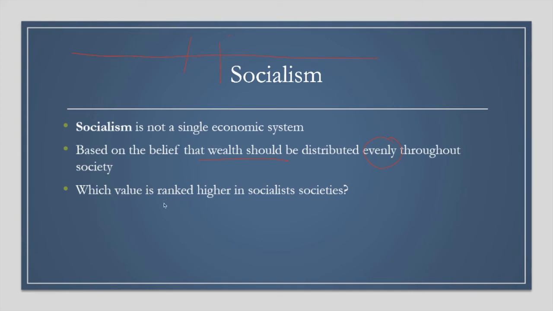So when we think about those values, like efficiency, freedom, and security, and consider the values that are ranked higher in socialist societies, when we think about freedom, equity, efficiency, security, we really do see security being ranked higher, and of course, equity. There's still an essence of the value of freedom, but when you're going to rank them, this is going to be ranked lower.